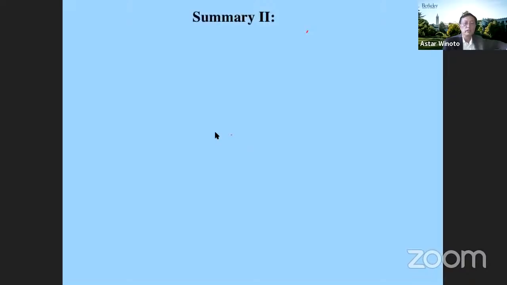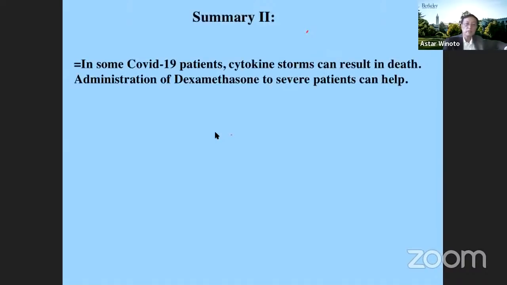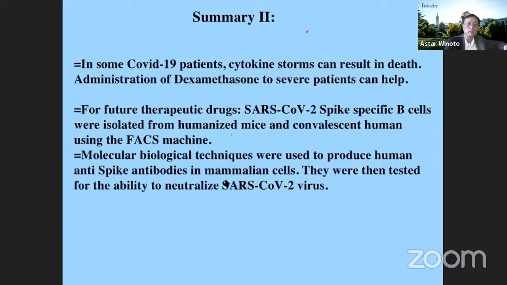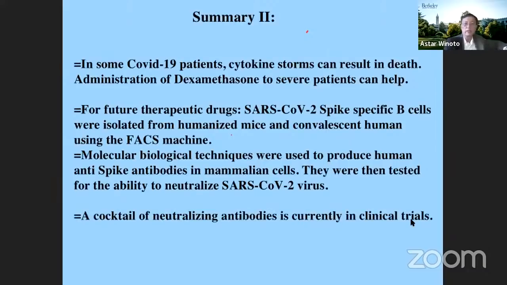So let me just summarize quickly again this part. In some COVID-19 patients, I told you cytokine storm can result in death, and you can use dexamethasone to help, even though it does not completely cure the patients, but decreases mortality from 40% to 30% for those under ventilator. And for a future very promising therapeutic drug, you can make antibody from the humanized mice and convalescent humans using the FACS machines, and you just use molecular biology techniques to produce the human anti-spike antibody in mammalian cells that is tested for the ability to neutralize the virus. And a cocktail of neutralizing antibody is currently in clinical trial, and really hope that this will work.